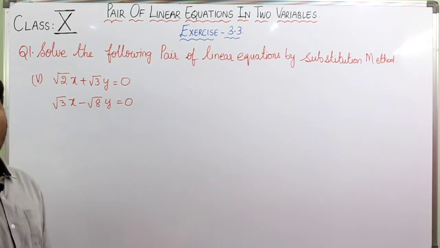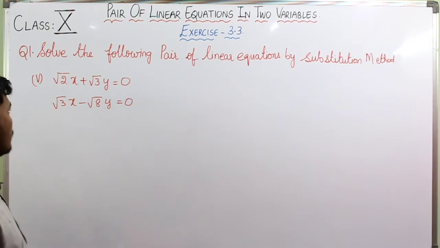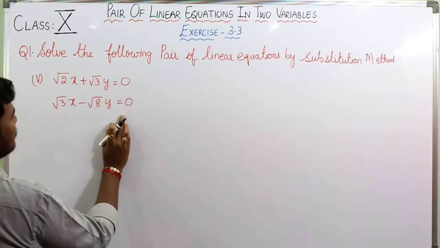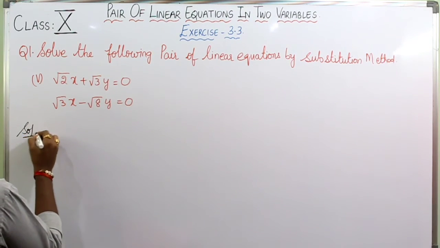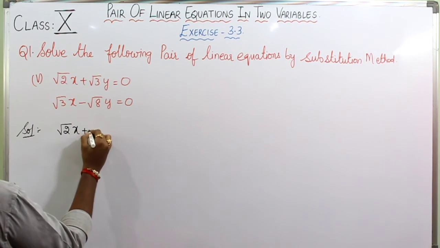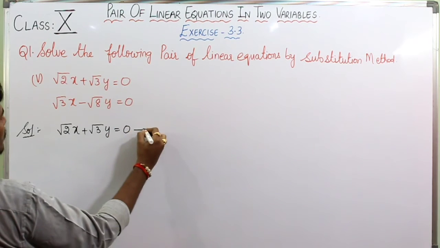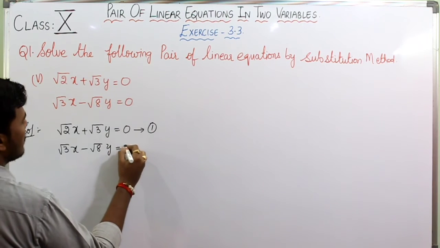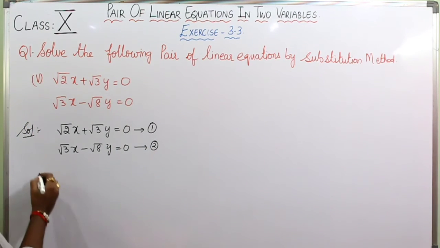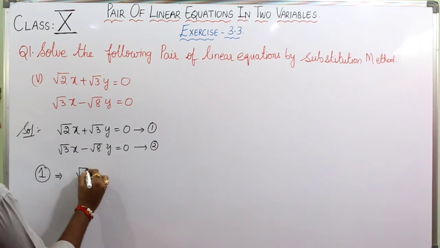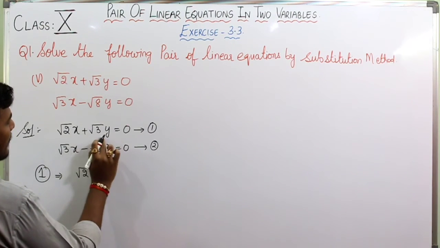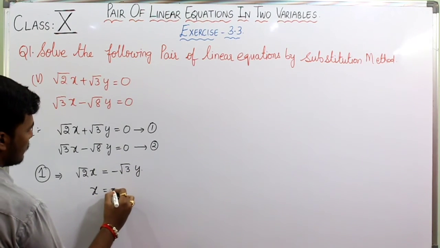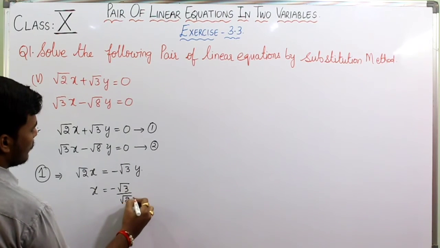Now the fifth problem of this exercise 3.3, that is root 2 x plus root 3 y is equal to 0, root 3 x minus root 8 y is equal to 0. So first let us consider the equations, that is root 2 x plus root 3 y is equal to 0. Let us name this as the first equation, and root 3 x minus root 8 y is equal to 0 as the second equation. Now from the first equation we will write it as root 2 x is equal to plus root 3 y, shift it to the right hand side, it will become minus root 3 y. From that x will be equal to minus root 3 by root 2 into y.